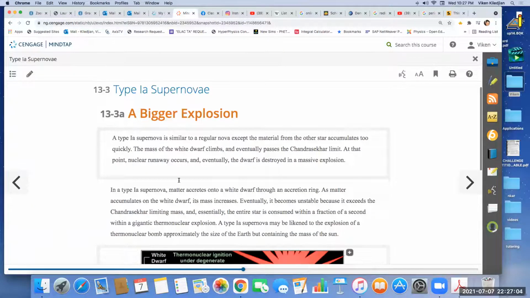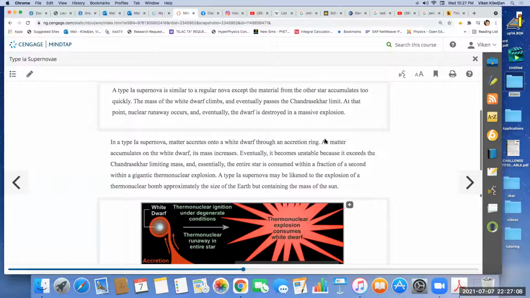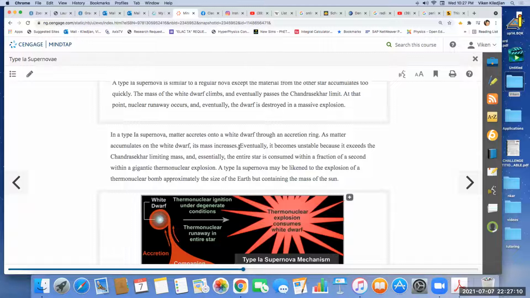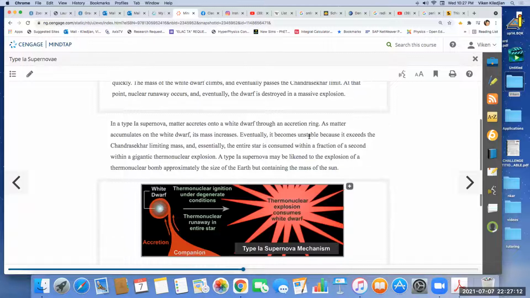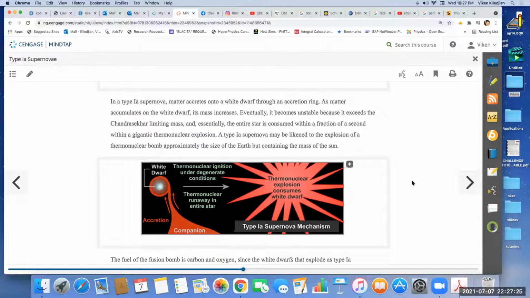In type 1a supernova, matter accretes onto the white dwarf through an accretion ring. As matter accumulates on the white dwarf, its mass increases. Eventually, it becomes unstable because it exceeds the Chandrasekhar limit. And essentially, the entire star is consumed within a fraction of a second with a gigantic thermonuclear explosion. A type 1a supernova may be likened to the explosion of a thermonuclear bomb approximately the size of the Earth, but containing the mass of the sun.